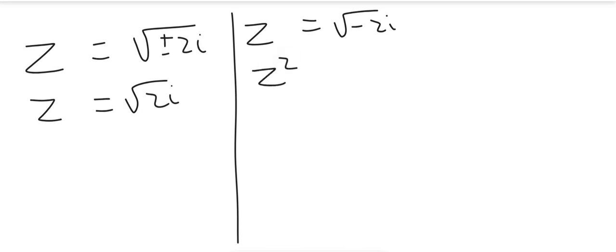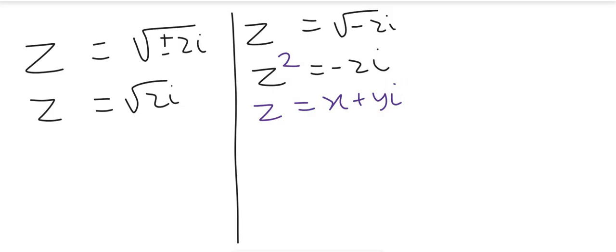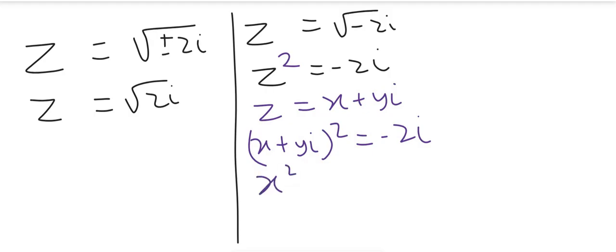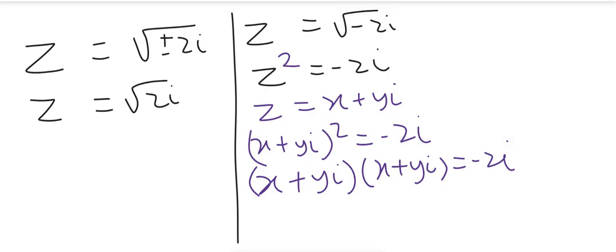So here I can say z squared is equal to minus 2i, just the way I did to the other one. So since z squared is equal to minus 2i, and I'm representing z as x plus yi again, therefore I have x plus yi squared is equal to minus 2i. Since you have x plus yi squared equal to minus 2i, I can expand this again. Let me write it twice, I don't want to skip any step. x plus yi multiplied by x plus yi equal negative 2i.